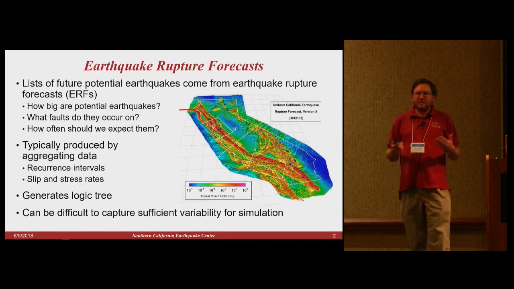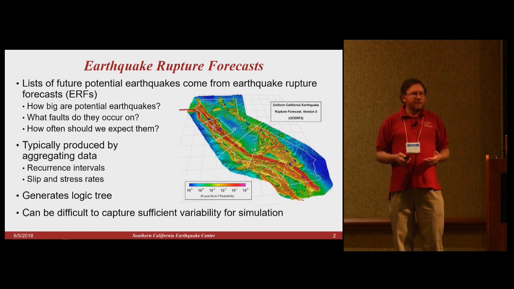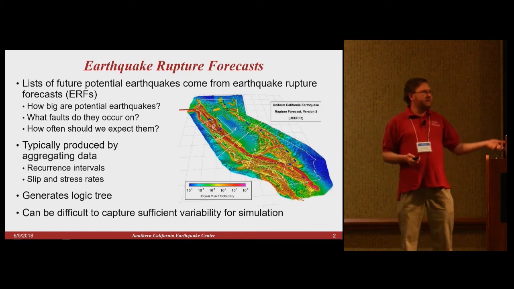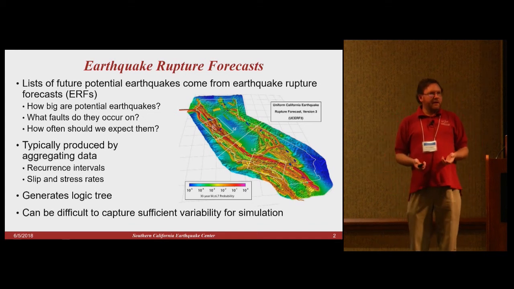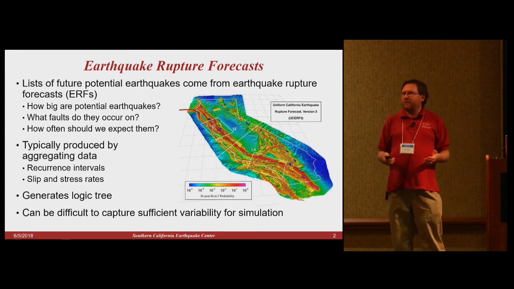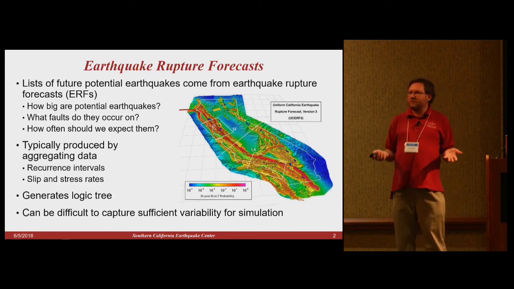So the first element is that list of earthquakes, right? We call this an earthquake rupture forecast. And so it tells us, okay, here's how big potential earthquakes might be. Here's the faults they might occur on. And here's the probabilities for them. Here's how often they occur. And so how do you produce a list like this? How do you produce an ERF?